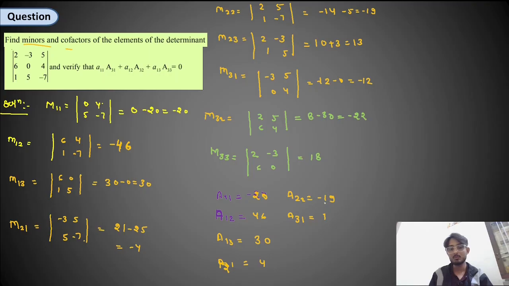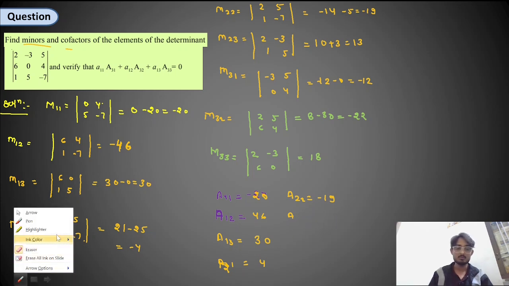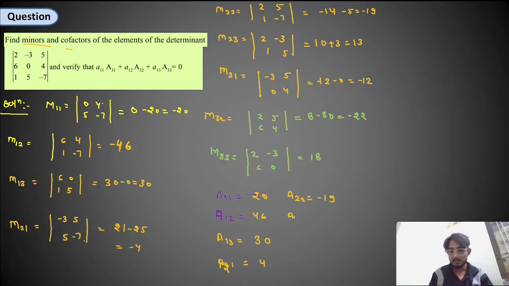3 plus 1, 4. A23. I have not written the value of A23, I forgot this one. A23: 2 plus 3 equal to 5. This is an odd number, so we will change the sign. Minus 13.